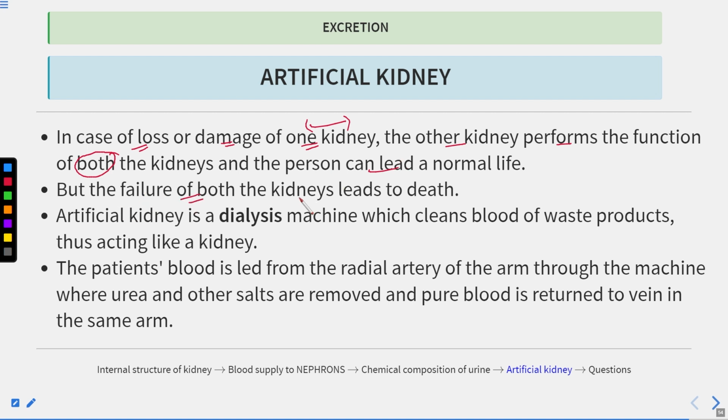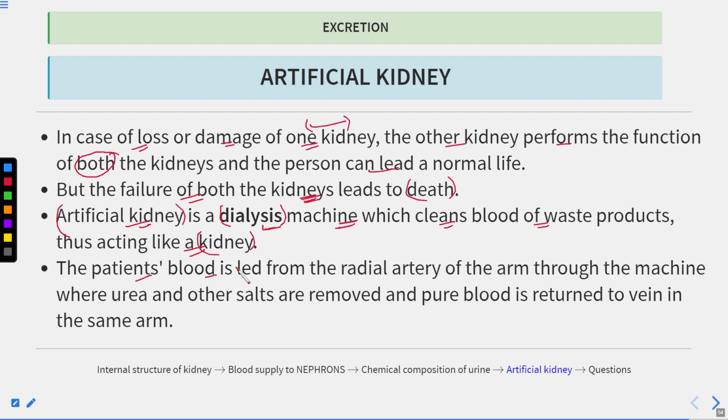But the failure of both kidneys will lead to death because there will be no filtration of the blood, and toxins will accumulate in the body, which will lead to death. Now, the artificial kidney is known as a dialysis machine. Dialysis is done for a person whose kidney is not functioning properly. Dialysis cleans the blood of waste products, thus acting like a kidney. So, dialysis is a kind of artificial kidney. If we don't want to use dialysis, then we have to go for a kidney transplant.